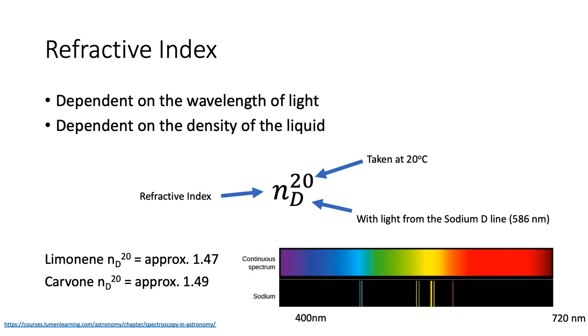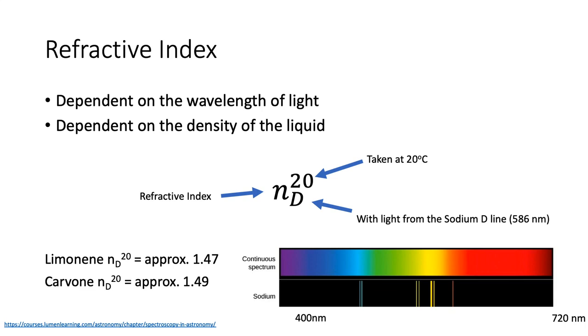So the way that we account for this is that we have the refractive index, and we call it the refractive index D20. And so D represents that you use light from the sodium D line. So if you remember from maybe Gen Chem or physics, if you heat up an element very hot so that it emits light, each element has a characteristic set of wavelengths of light that it emits. And sodium's brightest emission happens to be around 586 nanometers.